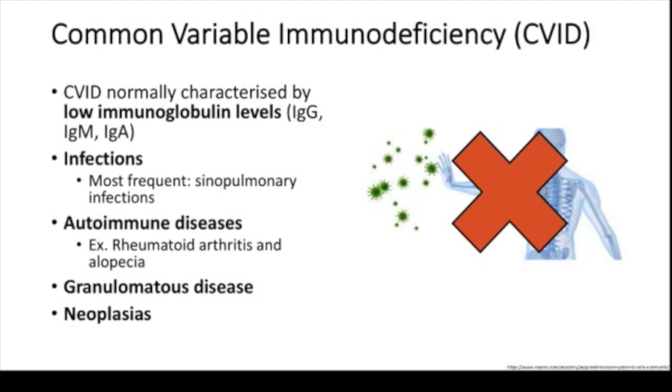Granulomatous diseases are also identified. About 10 to 22% of CVID patients have this disease, and these occur as a result of the development of granulomas, which are basically masses of immune cells that are present at sites of infection or inflammation. And finally, neoplasias, which are most commonly known as tumours, are also identified in some CVID patients.